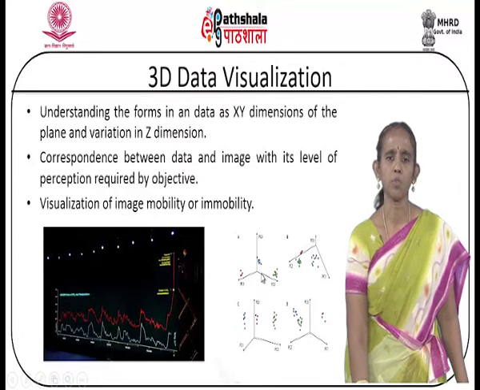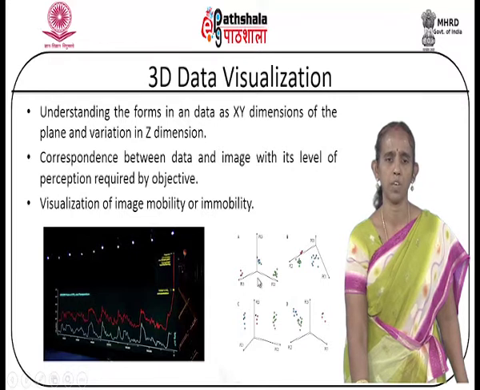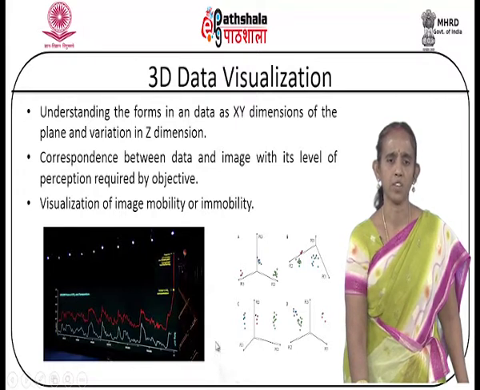The correspondence between the data and the image with its level of perception is required to be objective in nature, and the visualization of the image can be mobile or it can be immobile also. So this is an example of a 3D data representation. You have the x and the y axis, along with it we have the z axis details also.